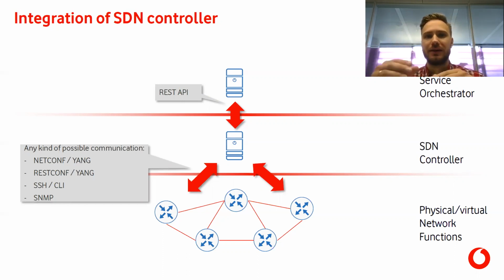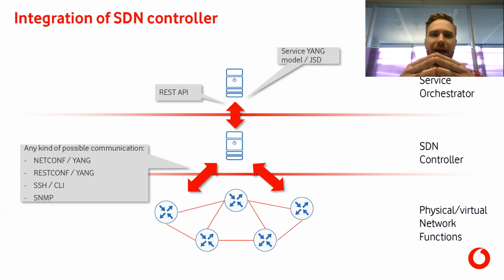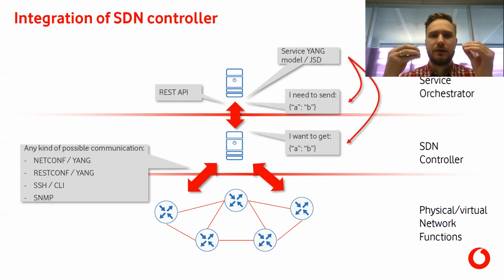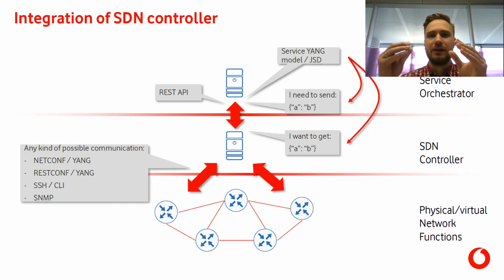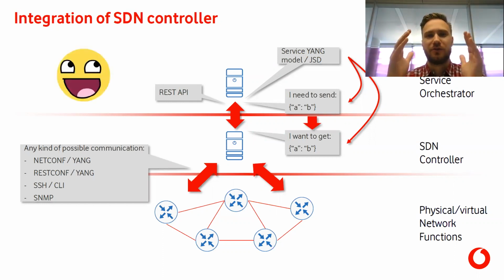This JSON format is defined mainly by service YANG data models or their JSON implementation, so-called JSD, JSON schema definitions. In this YANG model, it is explained which parameters with which values should be sent and transmitted by both parts of the application respectively. Once this model is agreed between the orchestrator and the SDN controller, you have a smoothly working integration, so your SDN works.